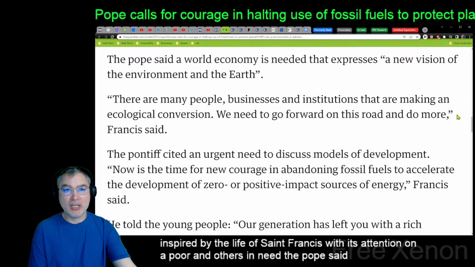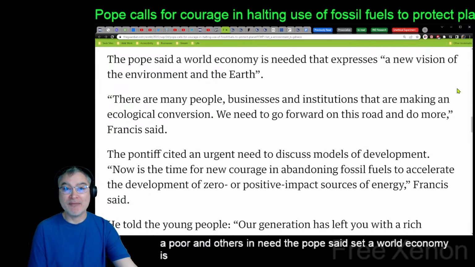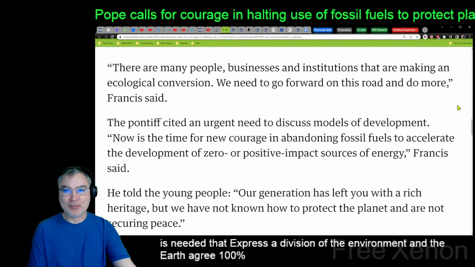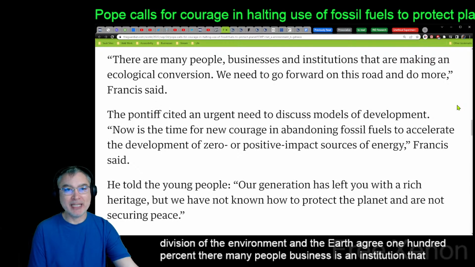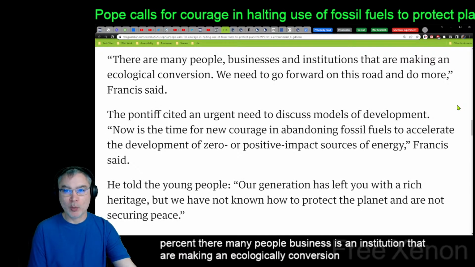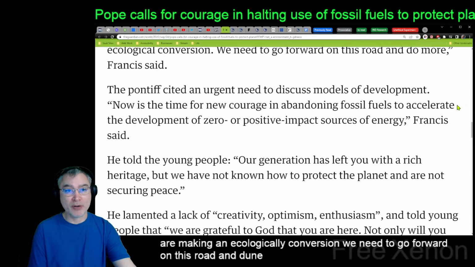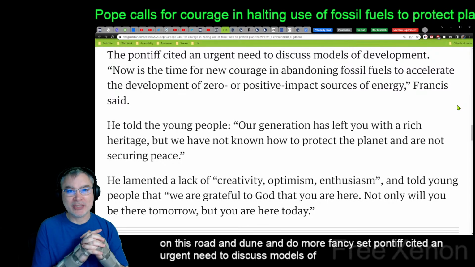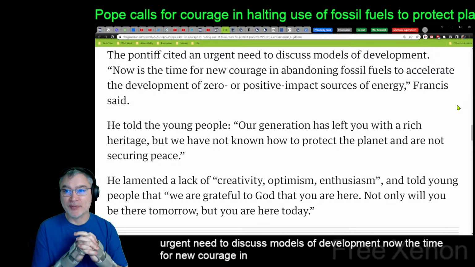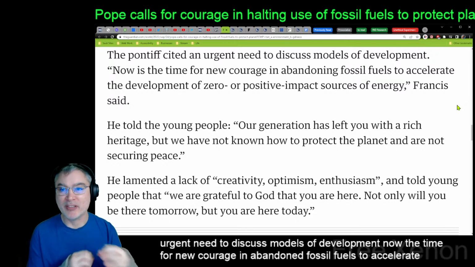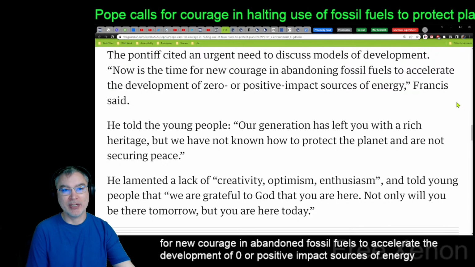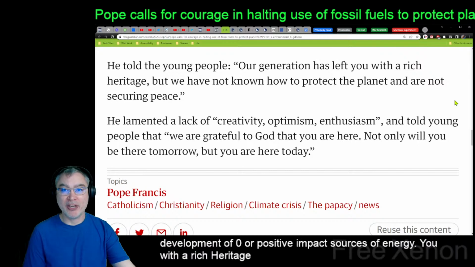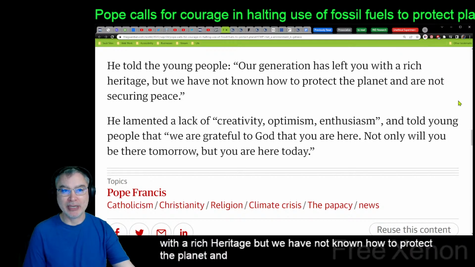The Pope said a world economy is needed that expressed a vision of the environment and the earth. Agree 100%. There are many people, businesses, and institutions that are making an ecological conversion. We need to go forward on this road and do more, Francis said. The pontiff cited an urgent need to discuss models of development. Now is the time for new courage in abandoning fossil fuels to accelerate the development of zero or positive impact sources of energy, Francis said. Agreed? He told the young people, our generation has left you with a rich heritage, but we have not known how to protect the planet and are not securing peace.